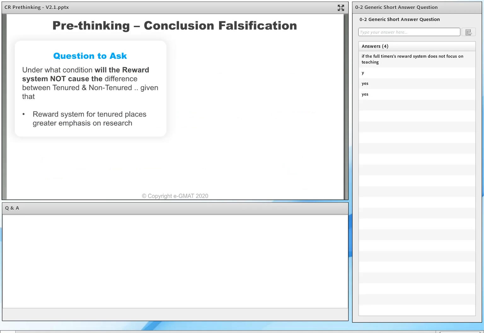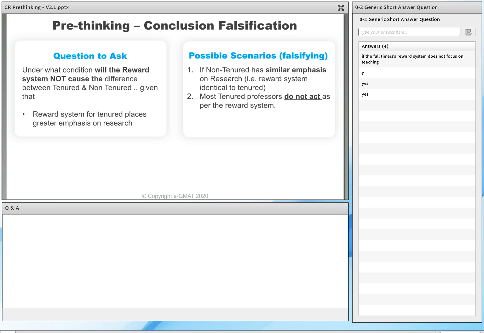Okay. So that's the question that you asked. Under what circumstances will you not blame the reward system? The difference still exists, but you're not going to blame the reward system for the difference in performance, given that we know the reward system for tenured faculty places greater emphasis on research.